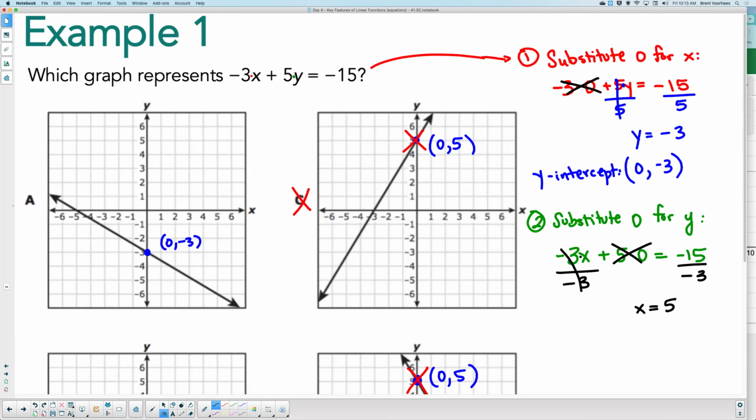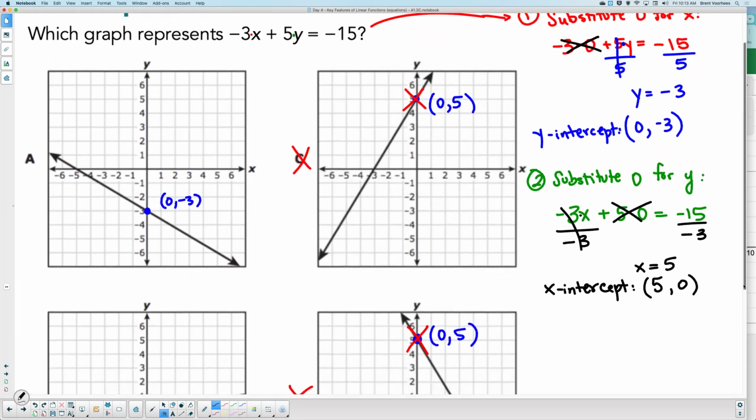Positive 5 is correct. So our x-intercept, this time it's an x-intercept, has an x value of 5 and a y value of 0. If you're wondering, wait, where did I get the y value of 0? That's what we substituted in. We said when y is 0, we got x would equal 5.